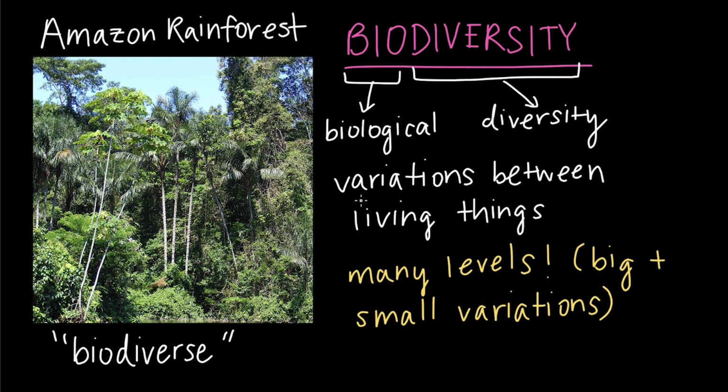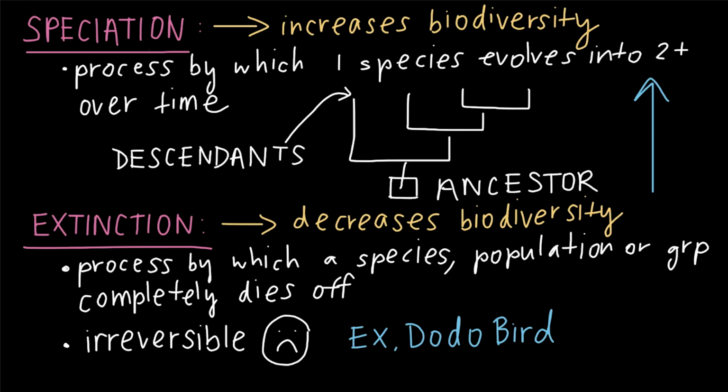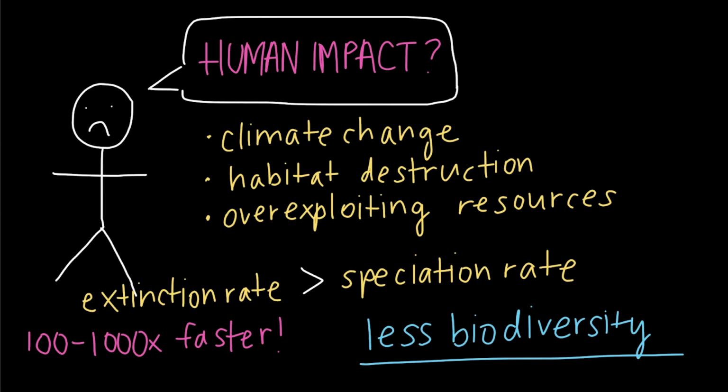So today we learned about biodiversity, which is the variety of life present on Earth. Biodiversity can be found on genetic, species, and ecosystem levels, so 3 different levels. And we also learned that speciation increases biodiversity while extinction decreases biodiversity. And lastly, we know that currently human actions threaten biodiversity, causing a faster rate of extinction than rate of speciation.